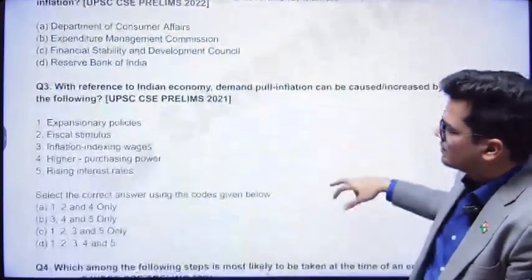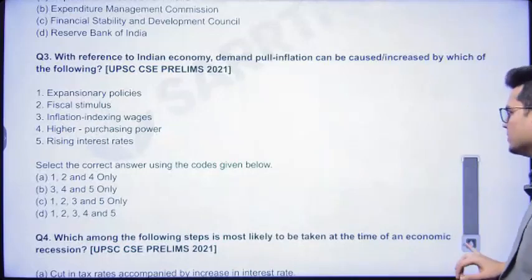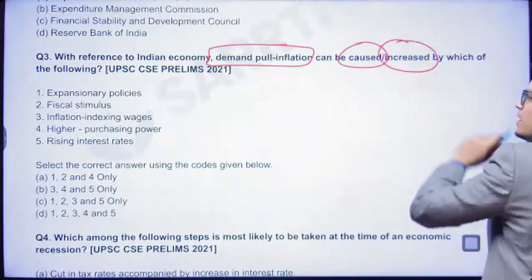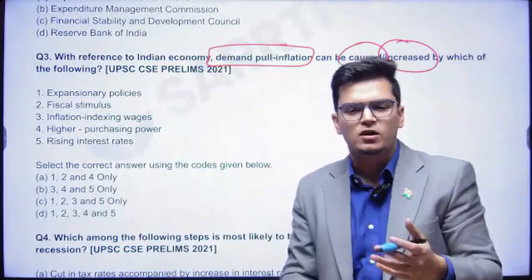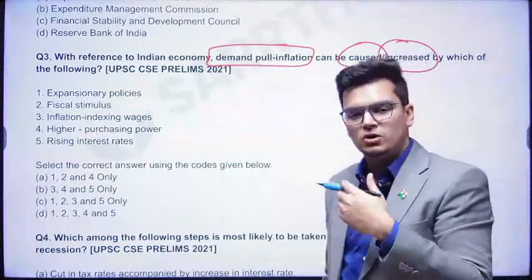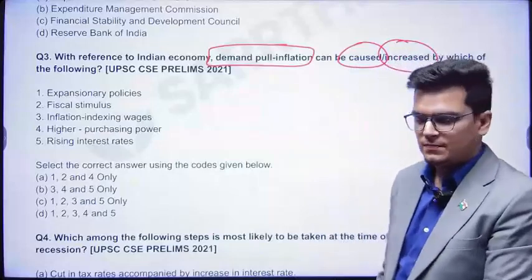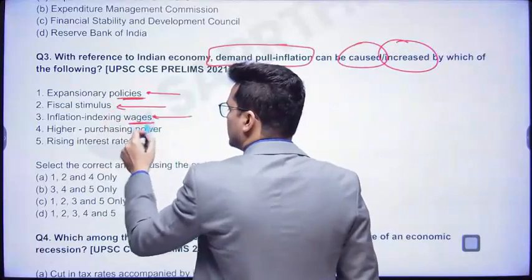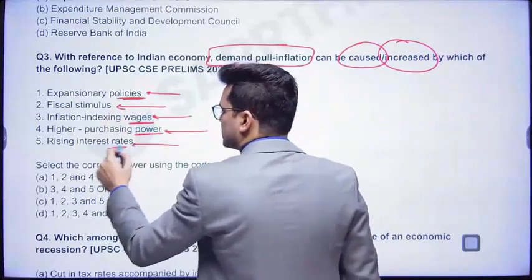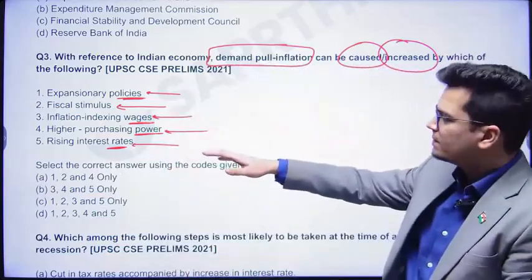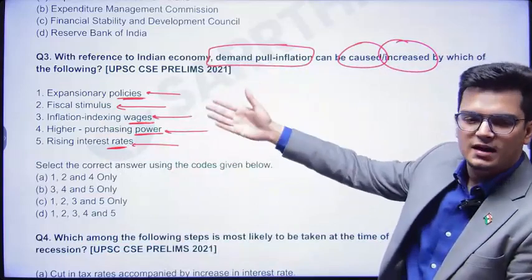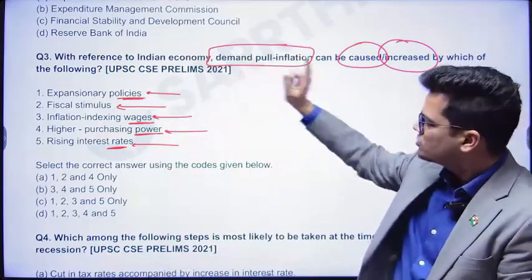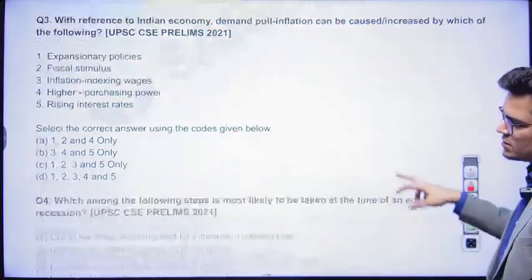आगे चलते हैं. Third, with reference to the Indian economy, demand pull inflation. So there is something called demand pull inflation can be caused or increased by which of the following. ठीक है, तो demand pull inflation पे क्वेश्चन है. So यहाँ पर मुझे क्या समझ आया, they also want me to learn the various types of inflation. Now they have given certain policies: expansionary policies, fiscal stimulus, inflation indexing of wages, purchasing power and interest rates. These words should look familiar to you now. ऐसा नहीं होना चाहिए कि इनमें से कोई ऐसा वर्ड है कि समझ ही नहीं आ रहा इसका मतलब क्या है, but we will study all of this. So again, inflation is an important topic. This came in prelims 2021. Next question, ये क्वेश्चन तो हम सॉल्व कर चुके हैं.